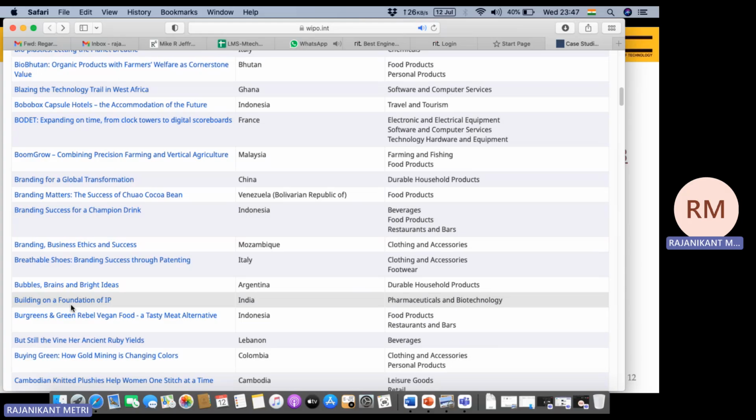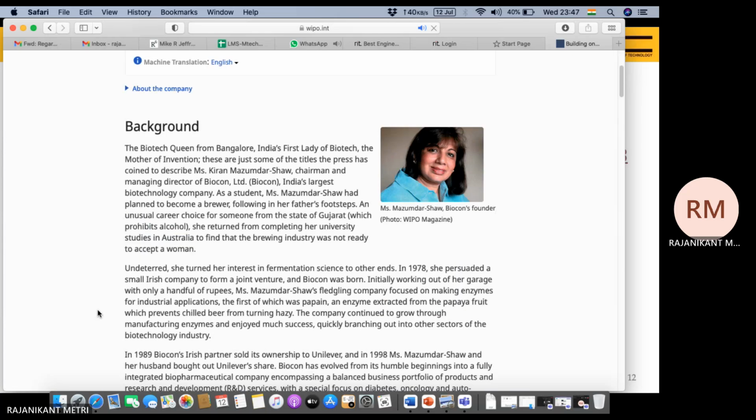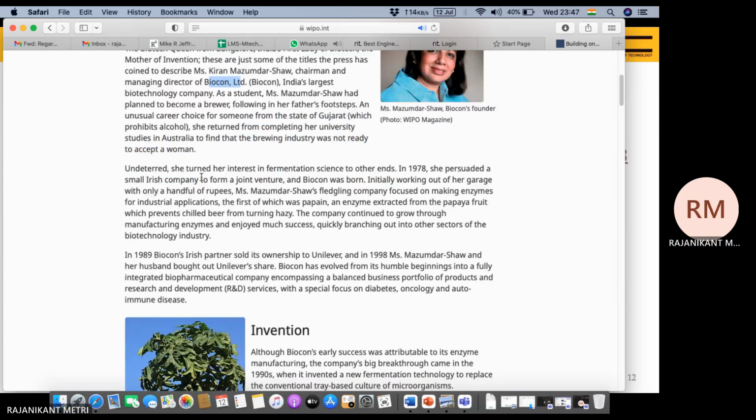"Building on a Foundation of IP," India, pharmaceuticals and biotechnology. This is a file patented by Ms. Mazumdar Shaw, Biocon's founder. The biotech queen from Bangalore, India's first lady of biotech, the mother of invention. So this is about Kiran Mazumdar Shaw, chairman and managing director of Biocon Limited.